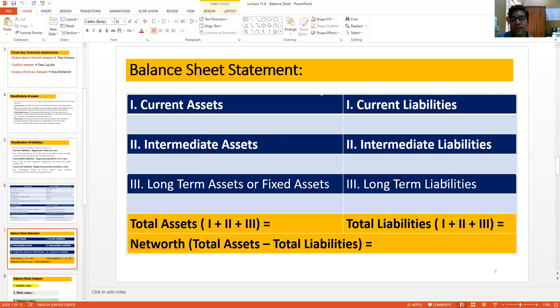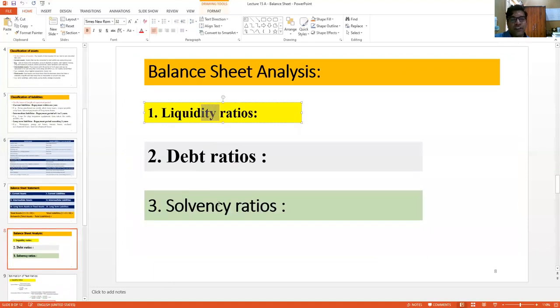Once you have classified, the next step is to find the net worth, nothing but total assets minus total liability. Net worth is also called owner's claim or owner's equity, right? Now, once this is over, you have to go for analysis. The analysis of the balance sheet can be done using test ratios, right? We have only three different test ratios: liquidity ratio, debt ratio, and solvency ratio.